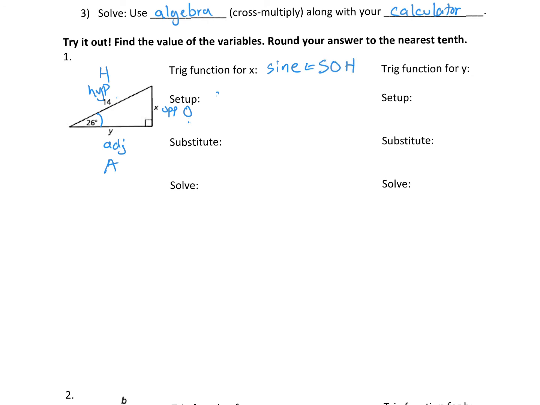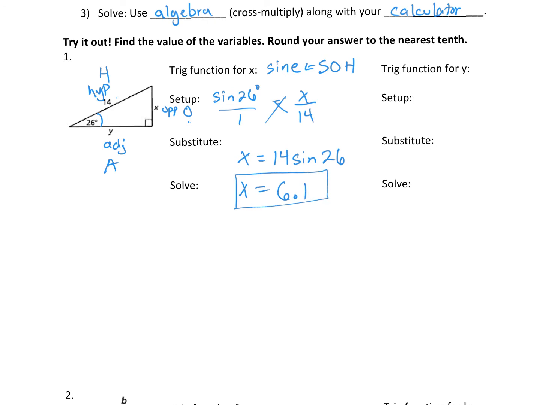So let's set this up. Sine of 26 degrees over 1 must equal x, which is opposite over hypotenuse, x over 14. And we cross multiply to solve. So then we have x equals 14 times sine of 26 degrees, which if I plug that into my calculator, I should get about 6.1.